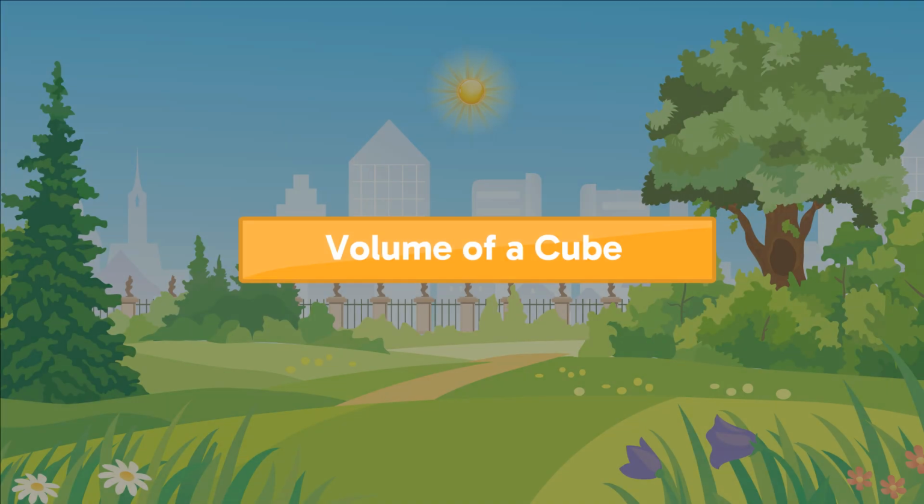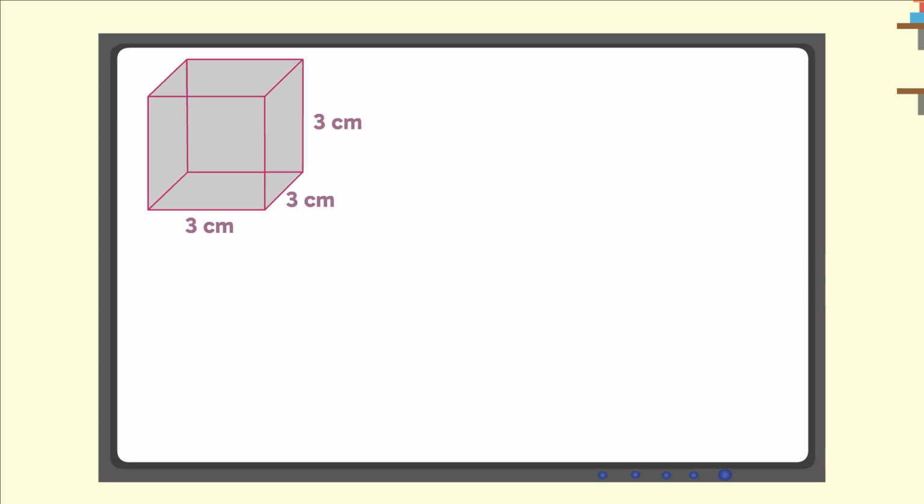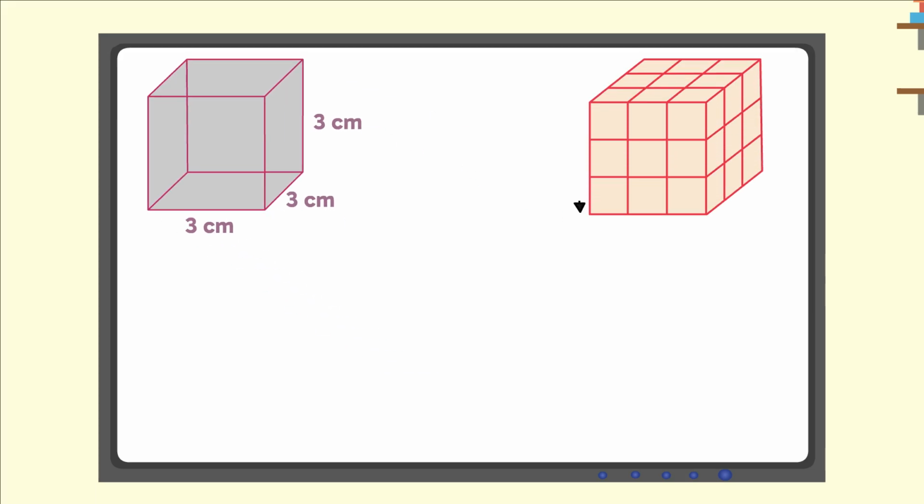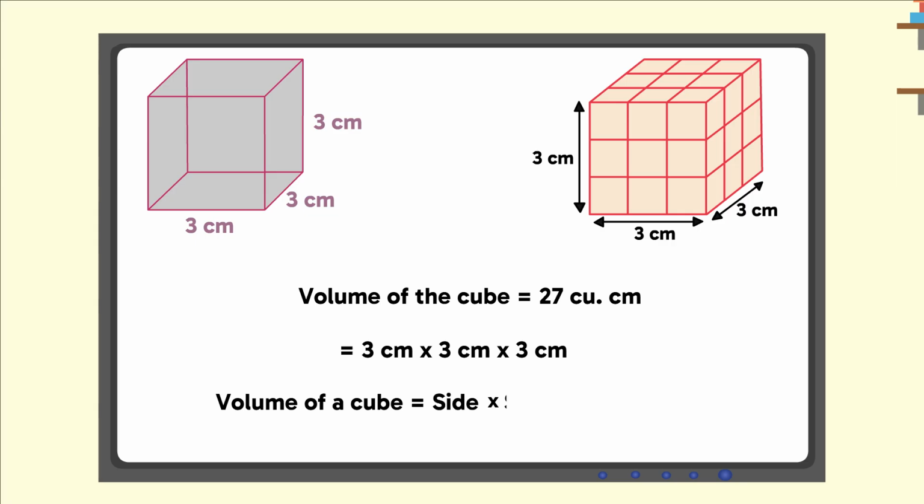Volume of a cube. The given cube has each side 3 centimeter long. The cube is divided into 27 unit cubes of 1 centimeter each. So, the volume of the cube is 27 cubic centimeter, which is equal to the product of its 3 sides. So, the volume of a cube is the product of its sides.